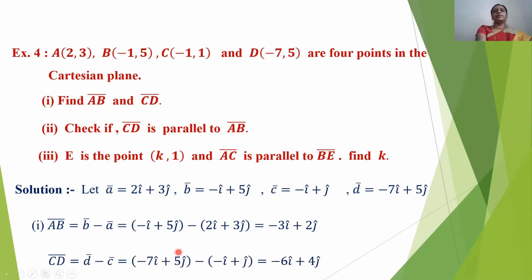Then we will find CD bar. For CD bar, you write down position vector of D bar minus position vector of C bar. CD bar is equal to D bar minus C bar. That is equal to, keep the value of D bar and C bar, simplify this. Minus 7i minus minus, this will be plus. Minus 7 plus 1 means minus 6i. And 5j minus j means plus 4j. Therefore, CD bar will be minus 6i plus 4j.